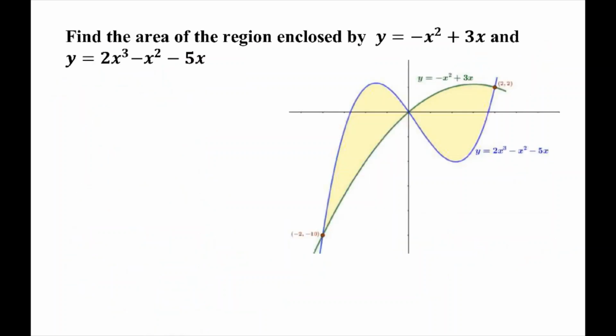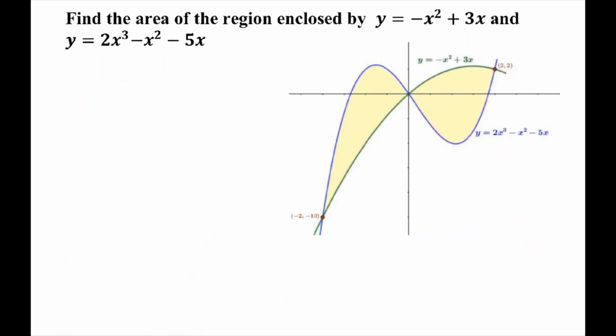Now this question here, if you look at it, you will notice that I have two areas, this one and this one. So what I'm going to do is divide it into two parts. I'm going to call this A1 and A2. I'll do it separately and then I will add the areas. So let's start with the one on the left side, which is A1.